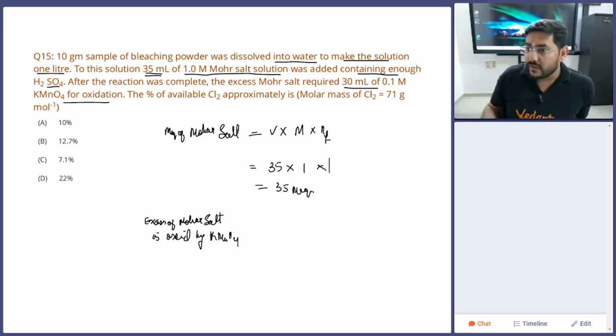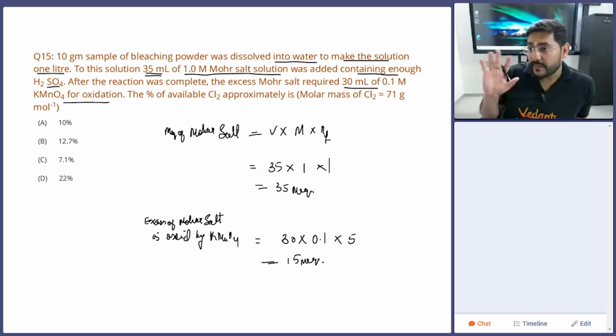So the milliequivalents of KMnO4 will be equal to what? 30 into 0.1, that is the concentration of KMnO4 for oxidation. In acidified condition, when it is going to oxidize others and reduce itself, it is going to convert into Mn+2. So from +7 to +2, the change is of 5. So I multiply it by 5. What we are going to get? 15 milliequivalents. So the excess milliequivalents of Mohr salt reacted will be equal to 35 minus 15, that will be 20 milliequivalents have reacted.